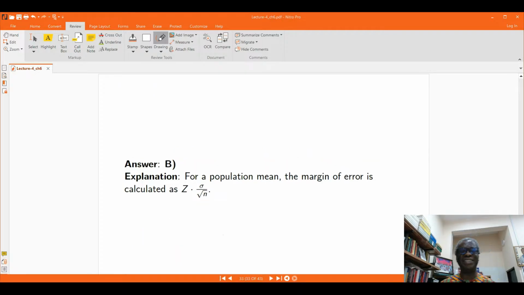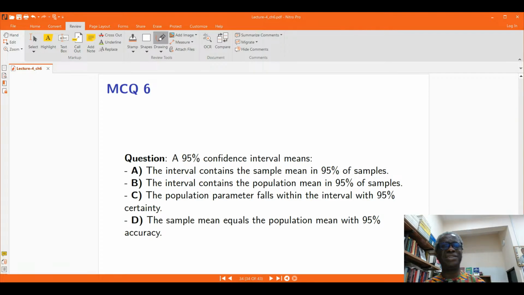The correct answer is B. For a population mean, the margin of error is calculated as Z multiplied by the standard deviation divided by the square root of n.